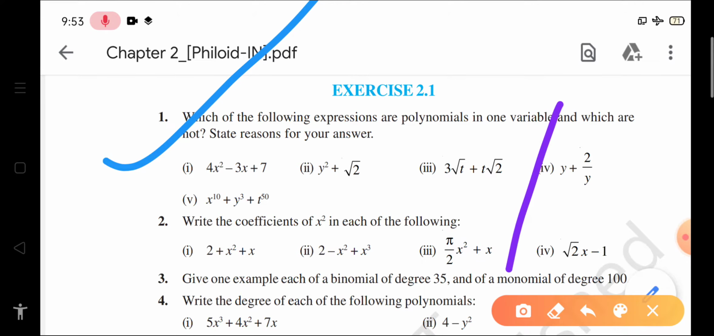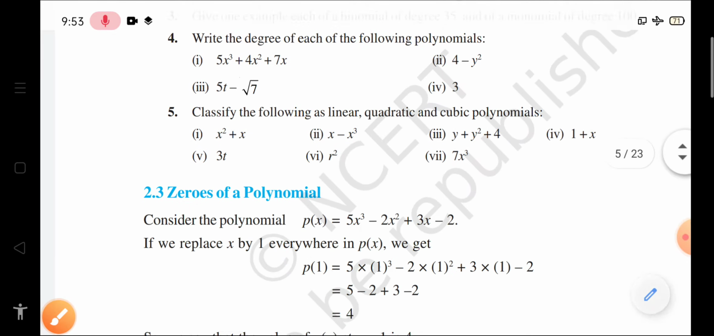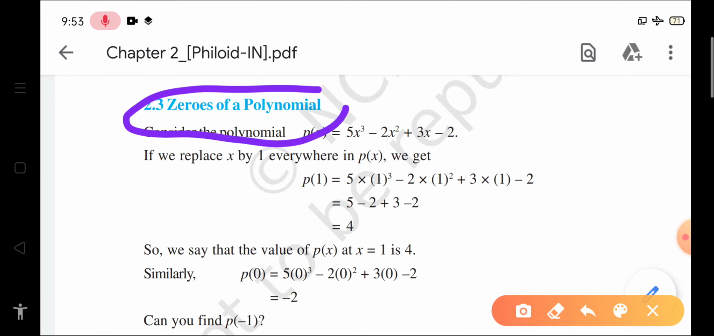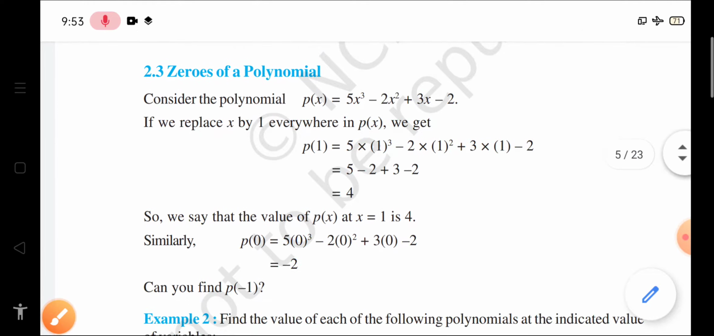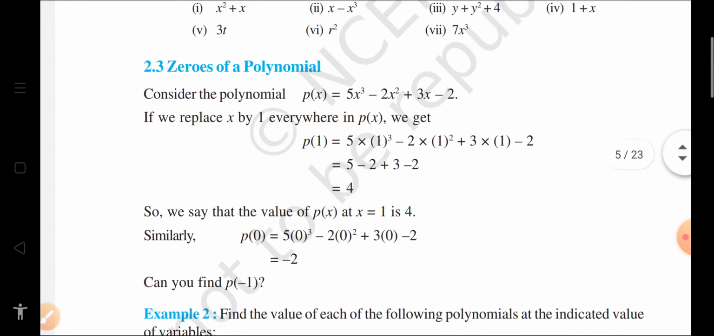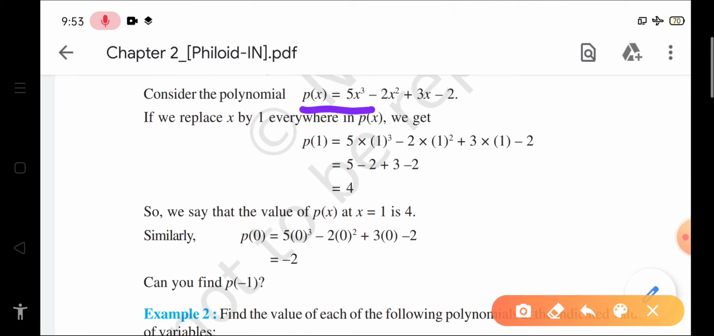So today we will discuss the next topic, zeros of the polynomial. This is the zeros of the polynomial. So how will we solve this type of question? See, here it is written: polynomial p(x) is equal to 5x cube minus 2x square plus 3x minus 2. Here any polynomial is given.